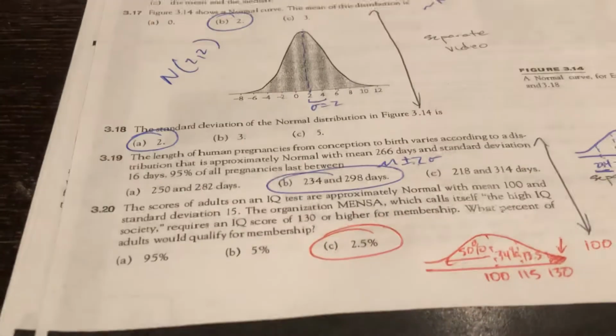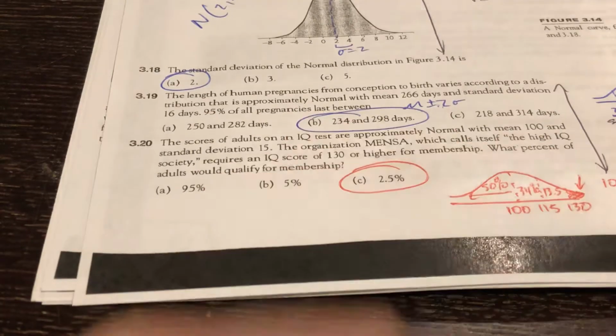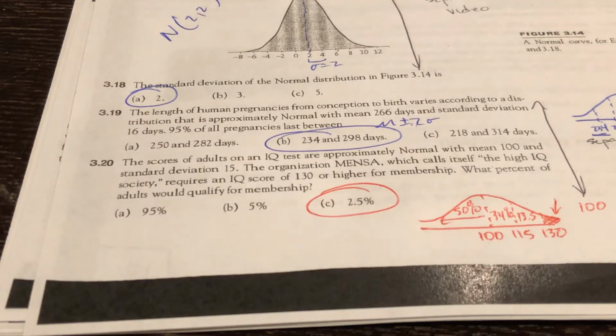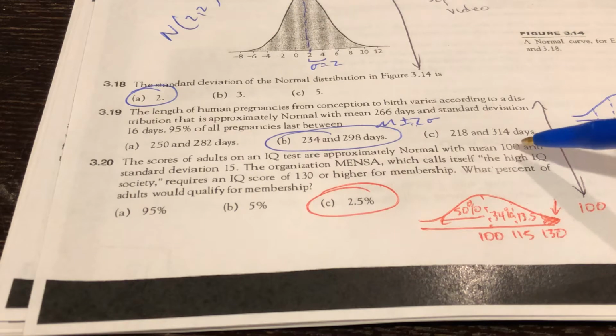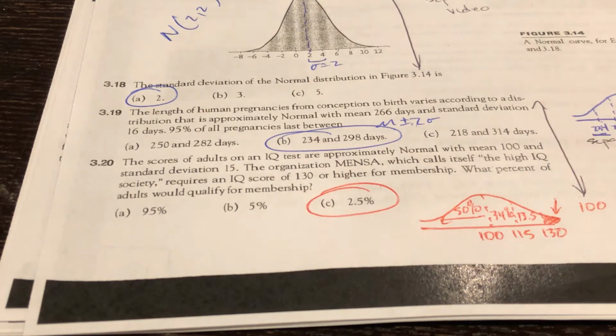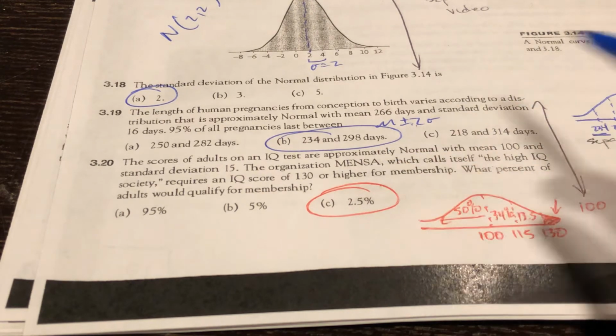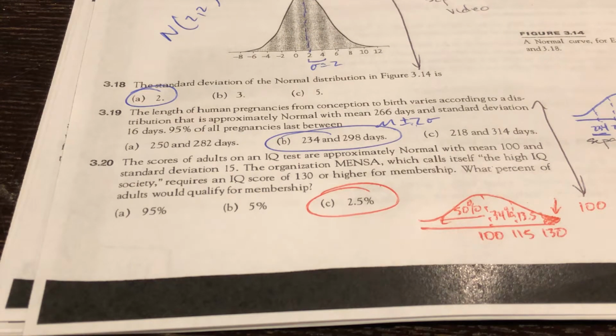Cool. The scores of adults on an IQ test are approximately normal with a mean of 100. We'll talk about the IQ test a lot. And a standard deviation of 15 or 16, depending on what we're looking at. The organization Mensa, which calls itself the High IQ Society, requires an IQ score of 130 or higher for membership. So what percent of adults would qualify?